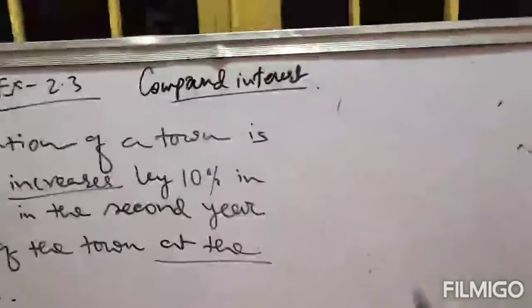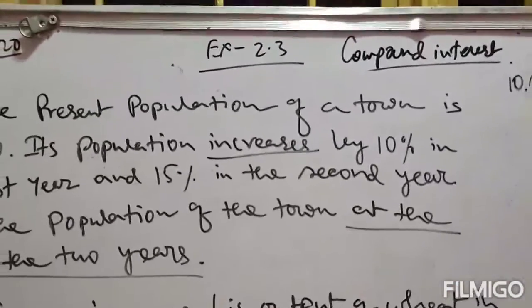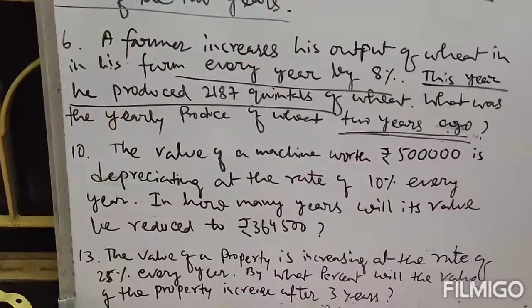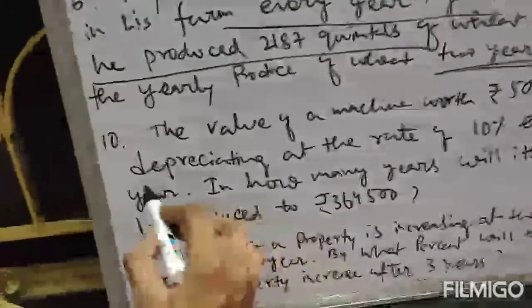Next question, number 10. Next we will solve question number 10. This is an important question. The value of a machine worth rupees 5 lakh is depreciating at the rate of 10% every year.